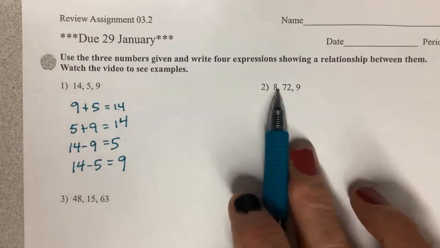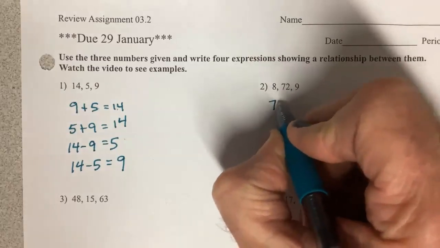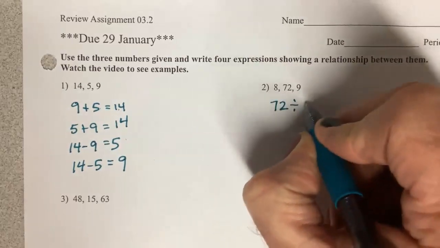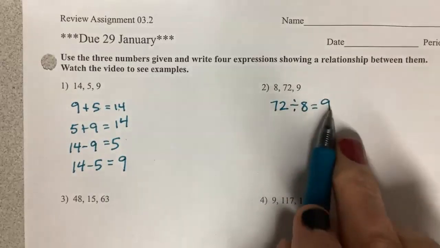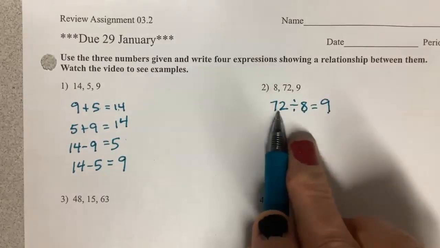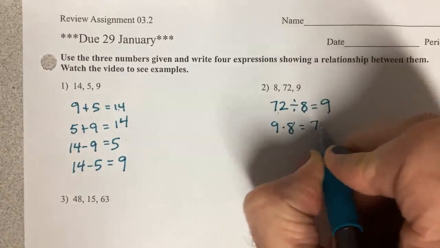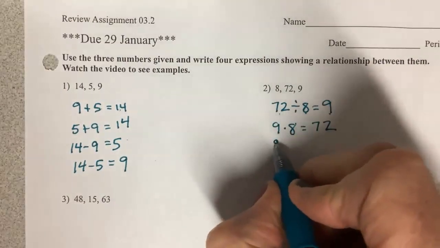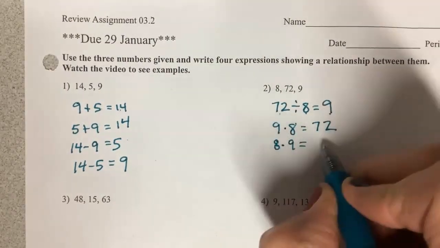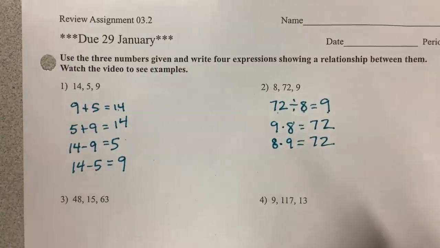There's a relationship clearly between those two. 72 divided by 8 is 9, so let's start there. 72 divided by 8 is equal to 9, which means that 9 times 8 has to be 72. So 9 times 8 is 72. That means that 8 times 9 is also 72, and 72 divided by 9 must be 8.